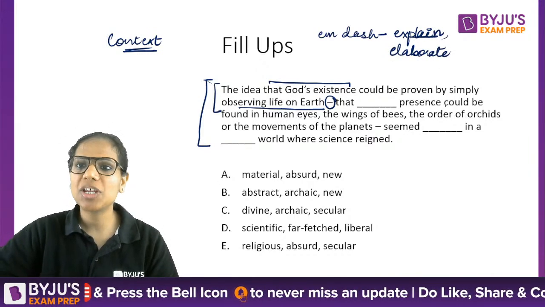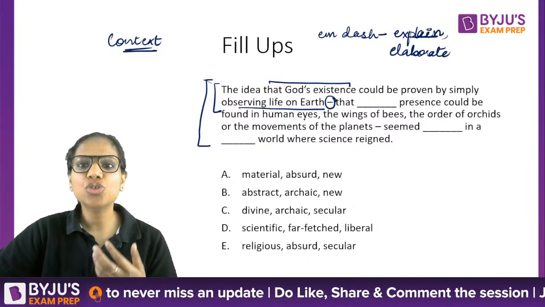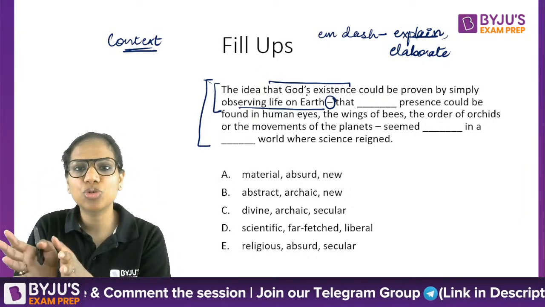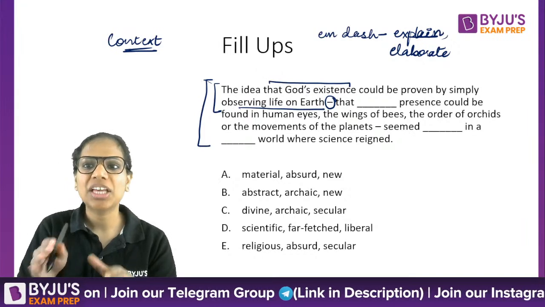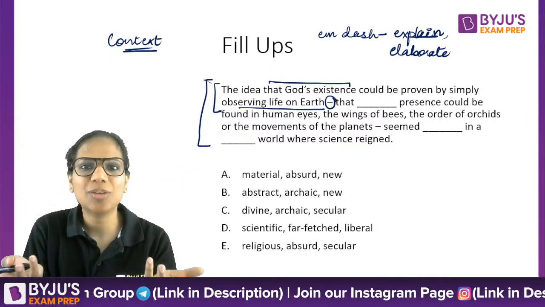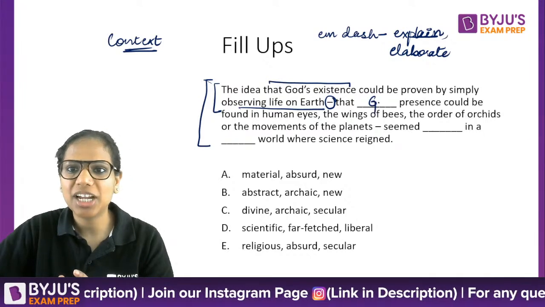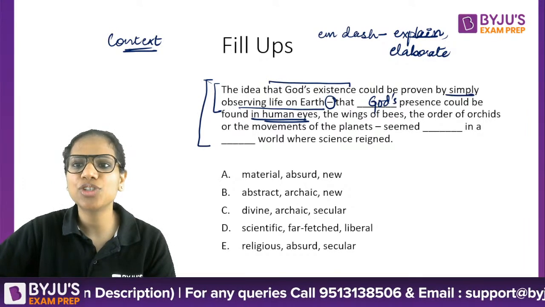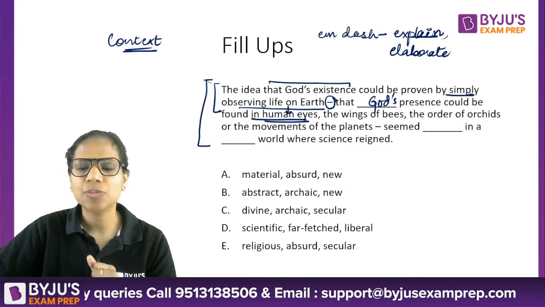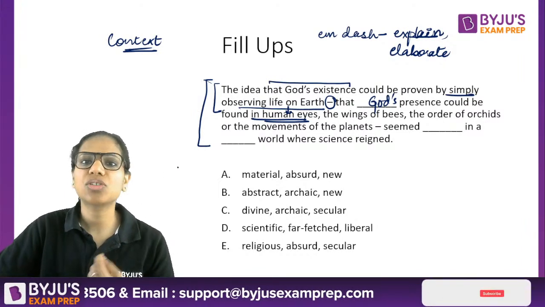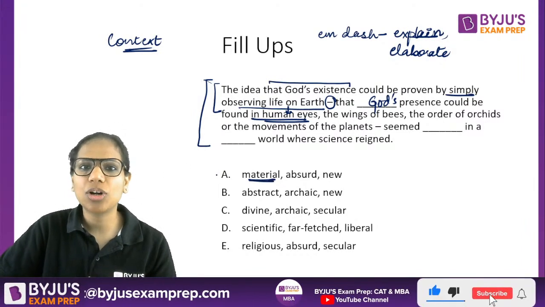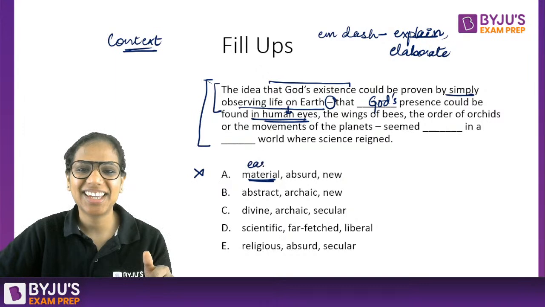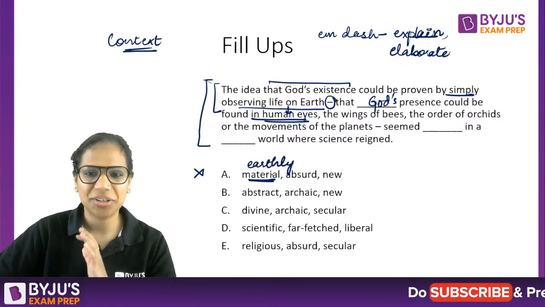So that dash presence could be found in human eyes. So in a way, I am elaborating this idea only that God's existence could be proven by simply observing life on earth. That dash presence, so most likely I'm talking about God's presence only here, right? That God's presence could be found in human eyes. So elaborating the idea of simply observing life on earth here, right? So I want something that matches God's presence. So of course, material cannot be the answer. Material, something that is worldly, earthly, right? And not really belonging to God.